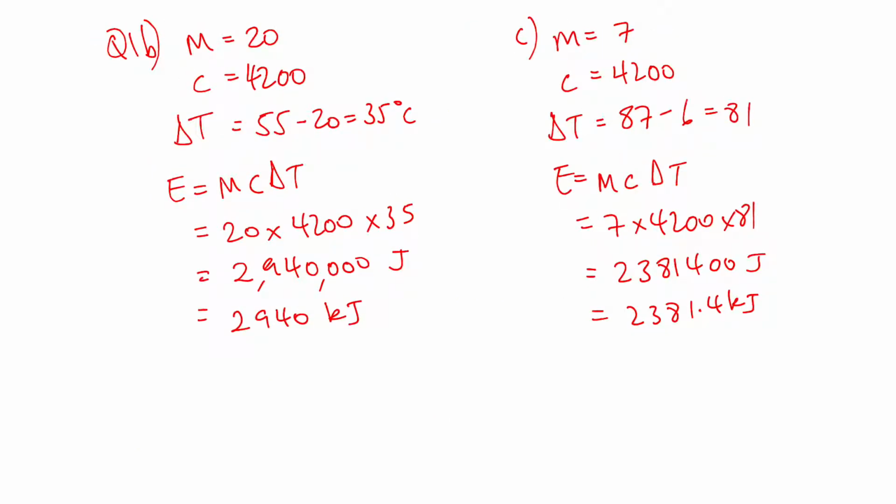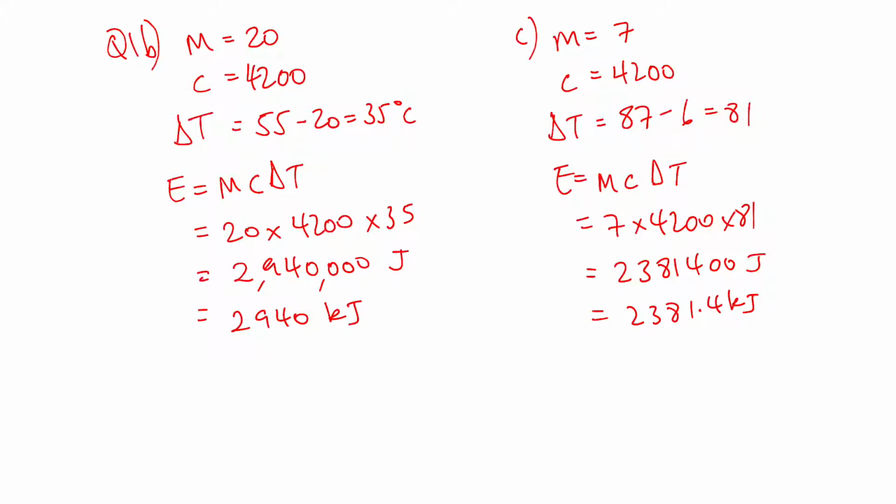Question 1b, well, the mass is 20. The specific heat capacity for all of them is 4,200. So the temperature change is 35 degrees Celsius. Find the difference. Specific heat capacity times the mass times the change in temperature, and we get an answer of 2.94 million joules, or when you divide it through by 1,000, 2,940 kilojoules.